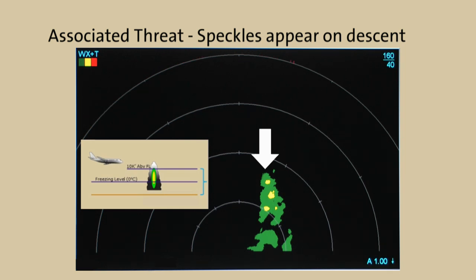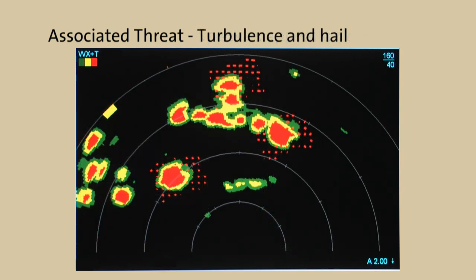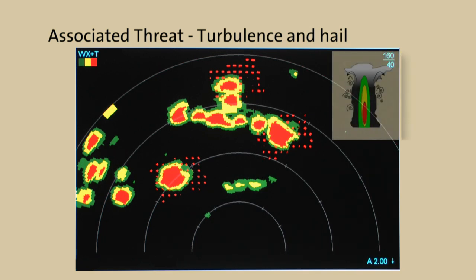However, note that as the aircraft descends below the activation altitude, the speckles within the cell boundary are displayed. 10,000 feet above the freezing level was the threshold chosen to activate the mid-altitude associated threat in order to give flight crews time to determine the best route of flight through electrified regions prior to reaching the vicinity of the freezing level.